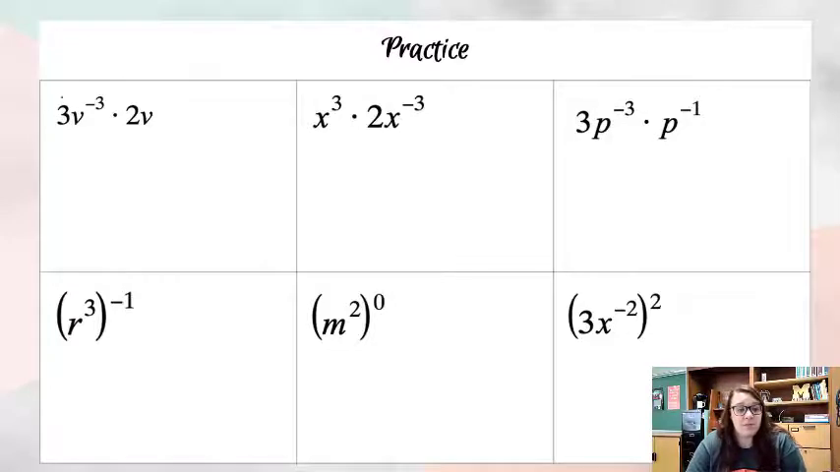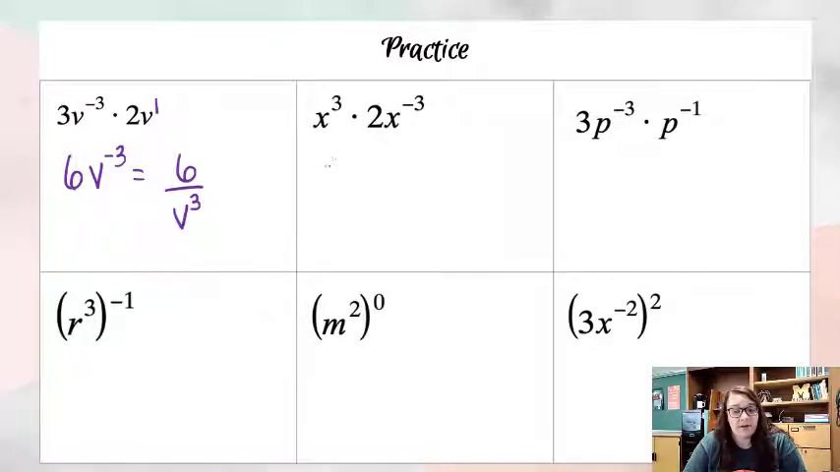I'm going to multiply the numbers first. 3 times 2 is 6. And I'm going to multiply the exponents here. I've got a -3 and a 1 to give me -3. I don't want to write my answer with a negative exponent, so I'm going to rewrite, and I'm just going to put my v to the -3 on bottom and make it a +3.